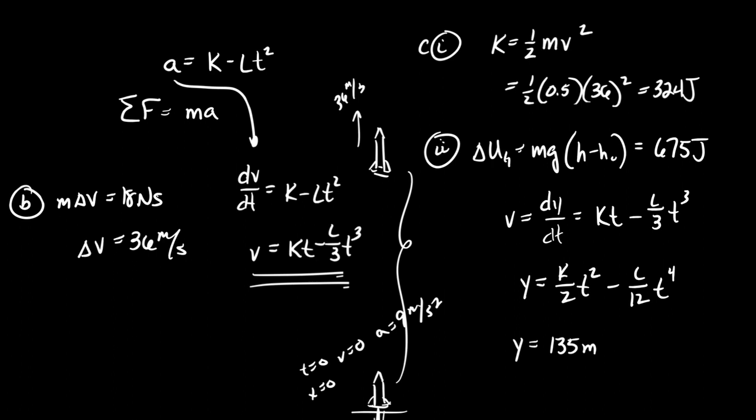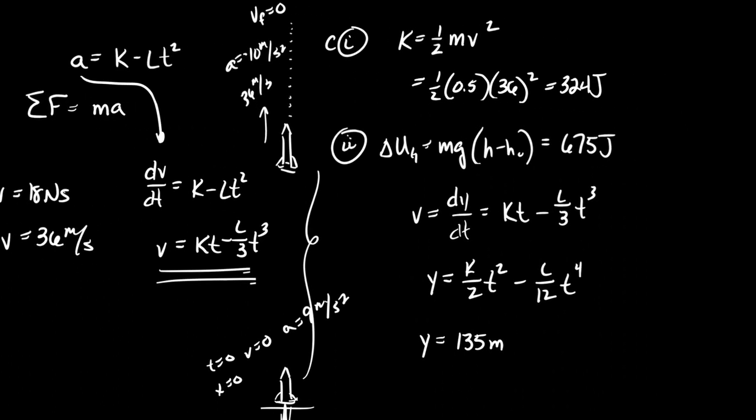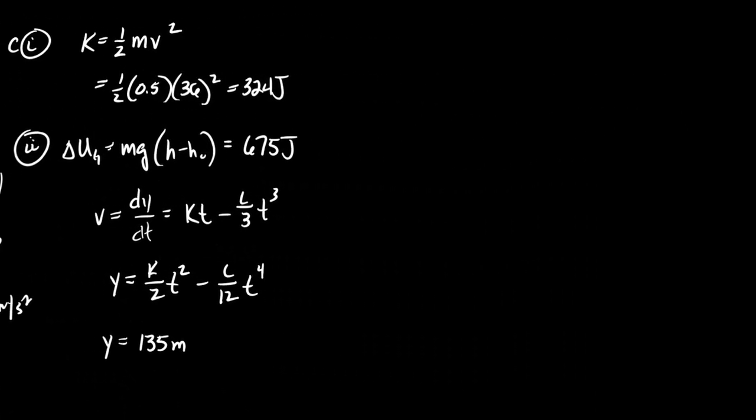So at the moment the engine's cut off, we have a velocity of 36 meters per second and an acceleration of 10 meters per second squared downwards. But it doesn't just stop. It continues to go upwards until its final velocity is 0. But now it's accelerating. So you have a couple of options on what you're going to do next to find the maximum height of the rocket. You could say v squared minus v naught squared equals 2a delta y. We could use this now.